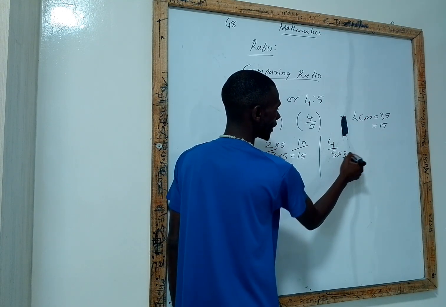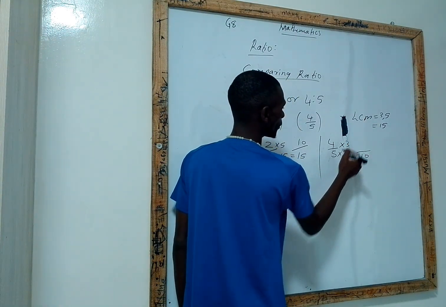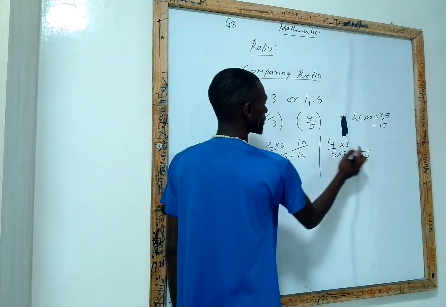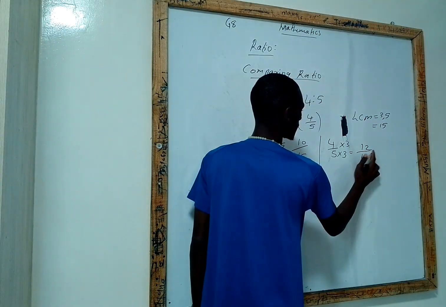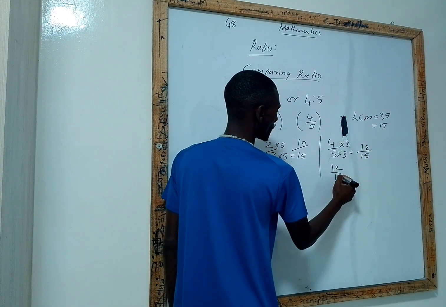So we have to multiply it by 3. We will get 15. The same number we used down, we use up. So 4 times 3 gives us 12. This is 15. So here we have 12 over 15.